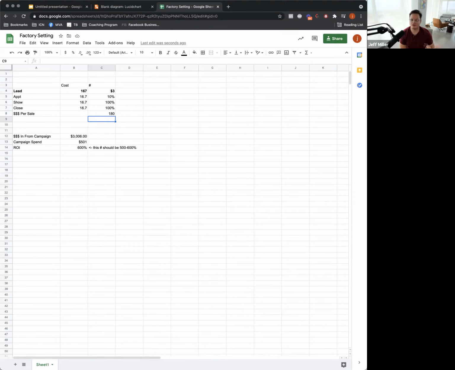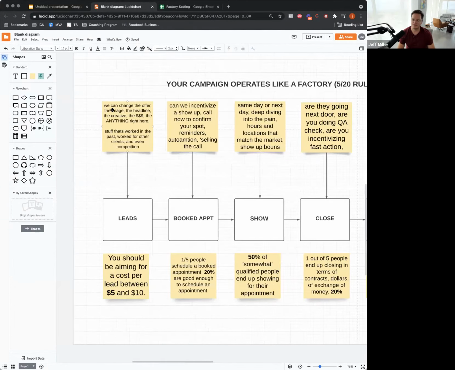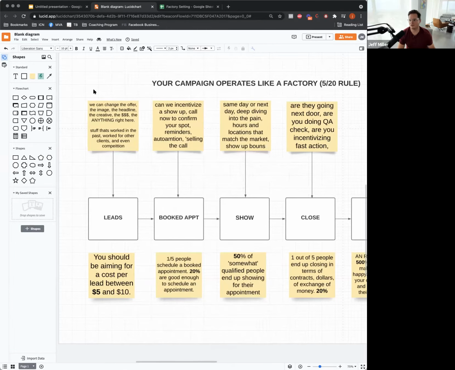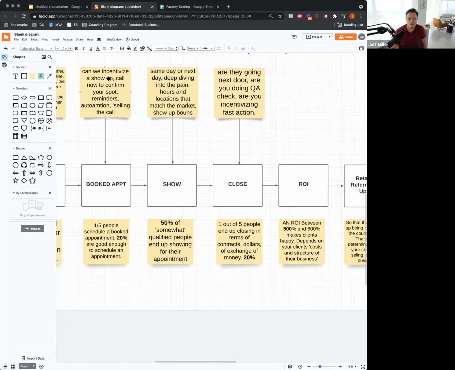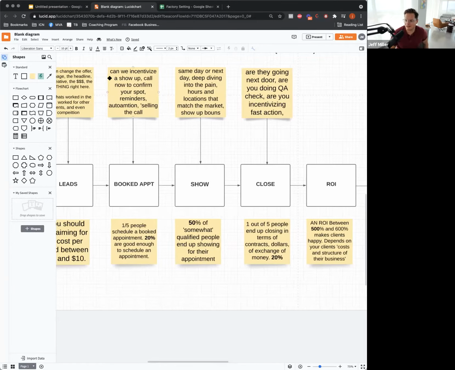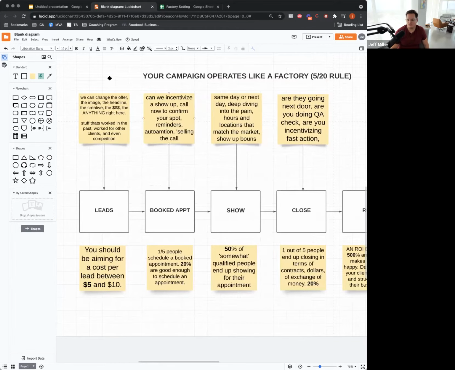This is how you should be communicating. All too often, we have just a passive or uninterested understanding of how your campaign should be operating like a factory. If you want to take the next step, your agency should be operating like a factory. What's our cost per lead, booked appointment rate? What's our close? How often do they stick around? Do we have a referral program? What's the ROI? Businesses should be operating like this. Your ad set should be operating like this. But most people don't even think about it like this.